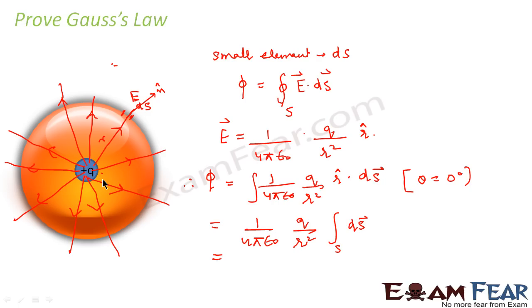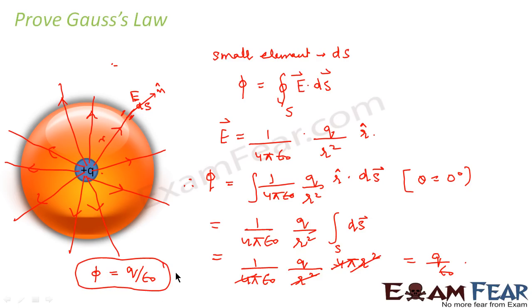So what is ds? This is a sphere. So what is the surface area of the sphere? Surface area of a sphere is nothing but 4 pi r square, right? So we can write it as 4 pi r square. So this 4 pi and 4 pi will get cancelled, r square will get cancelled. So we are left with q divided by epsilon naught. Therefore, we found that phi is equal to Q divided by epsilon naught. So what is Q? Q is nothing but the total charge enclosed by this sphere. Therefore, we saw that Gauss law proves out to be correct.